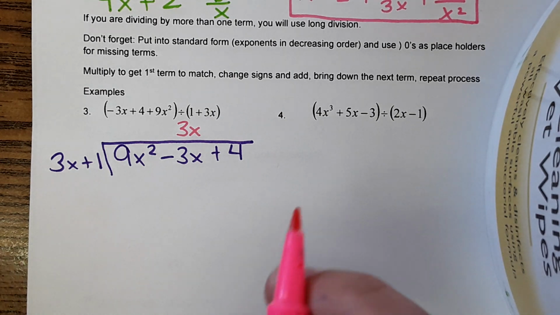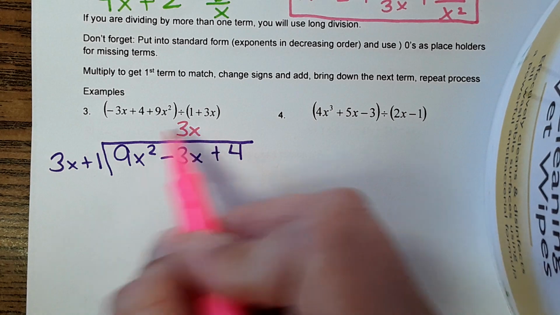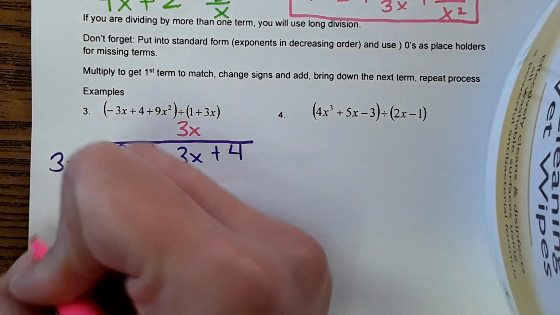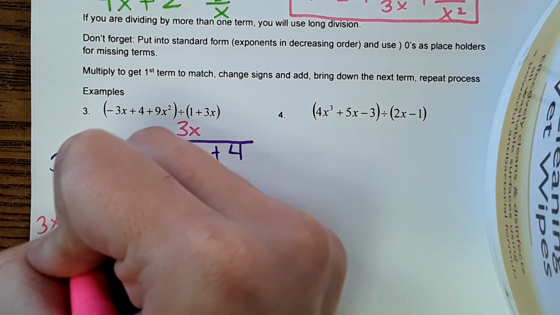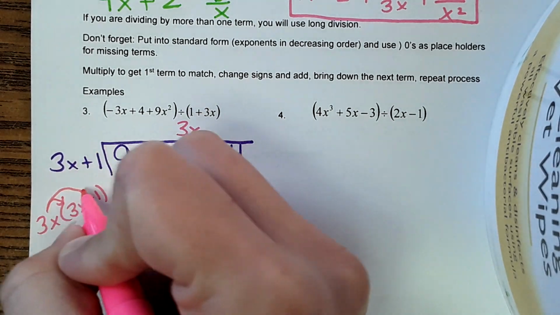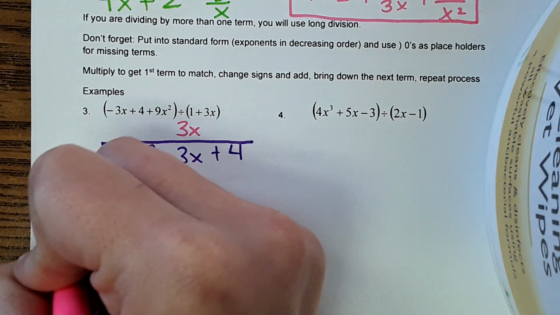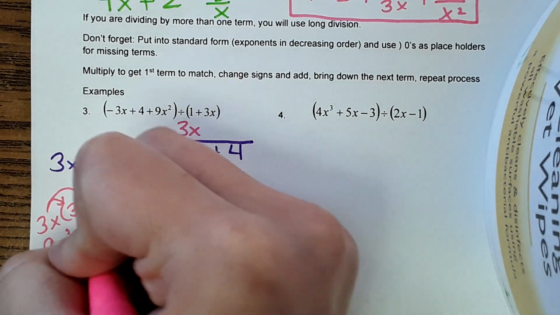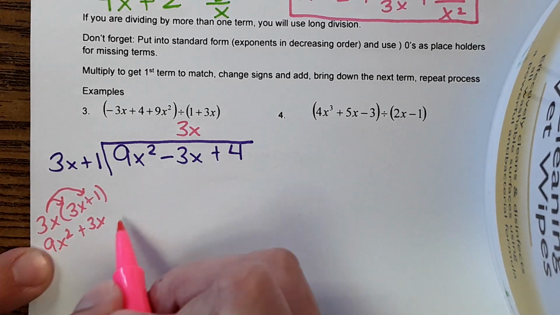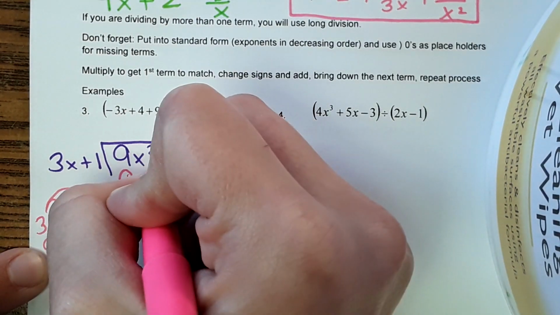And then just like with long division, we multiply this by this, and then we subtract it here. So we're going to do 3x times 3x plus 1. I'm just going to show you this off to the side. You distribute it like this to get 9x squared plus 3x, and then you place this right underneath.